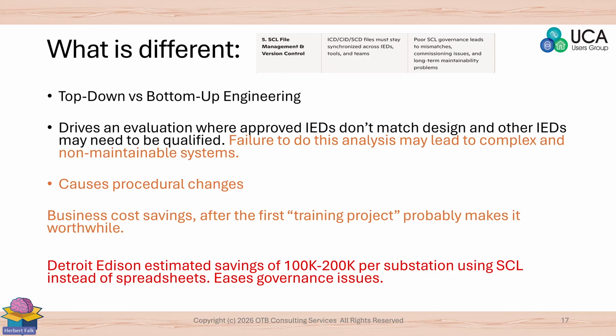Top down versus bottom up definitely causes procedural changes that have to be addressed, and it's a cultural change. I personally believe the potential business cost savings are worth it after the first training project. The first project is always difficult. Detroit Edison estimated that it can save 100 to 200K per substation using SCL instead of spreadsheets. And it eases governance issues.